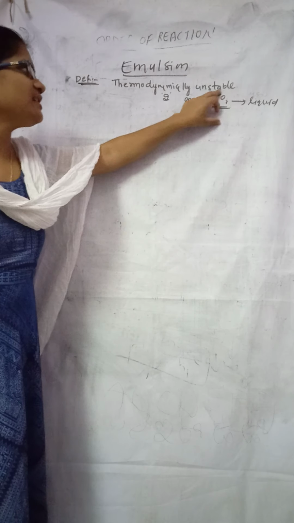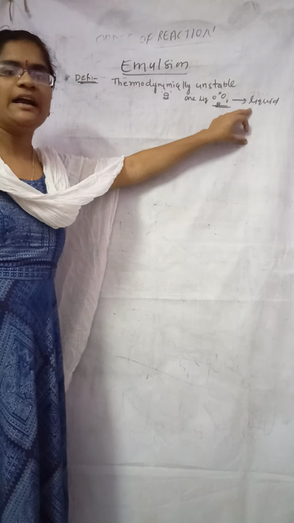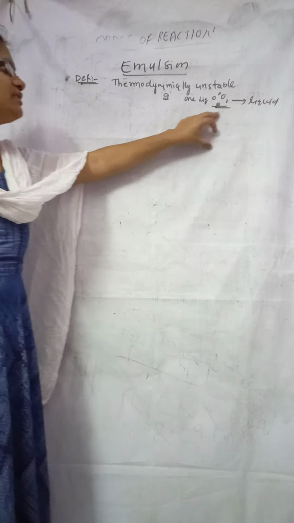Okay, I am repeating again. Emulsion is a thermodynamically unstable system containing two immiscible liquids in which one liquid is dispersed as globules in another liquid. So this is regarding the definition of emulsion.